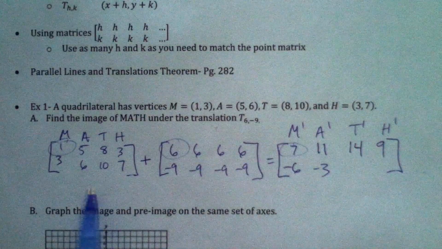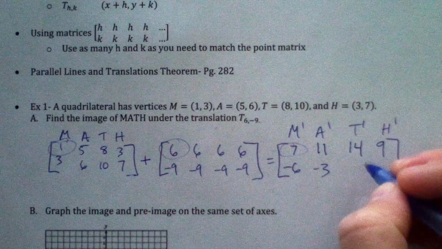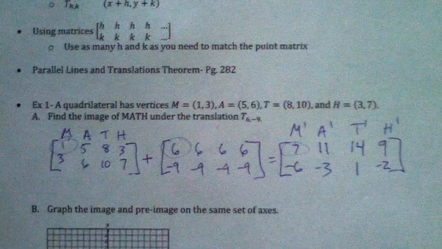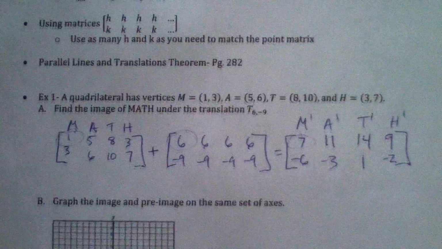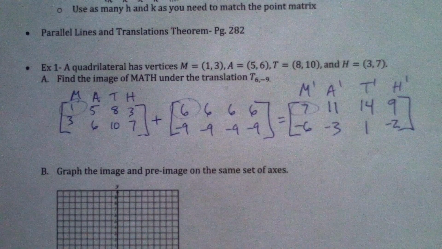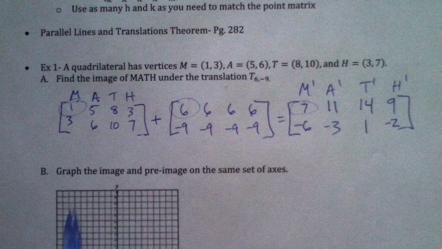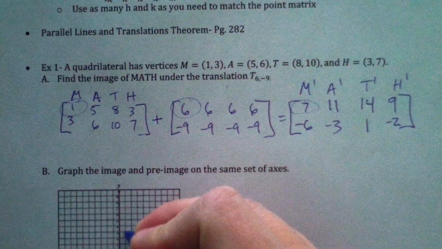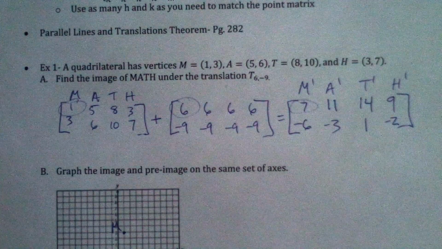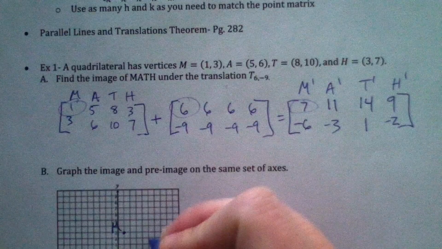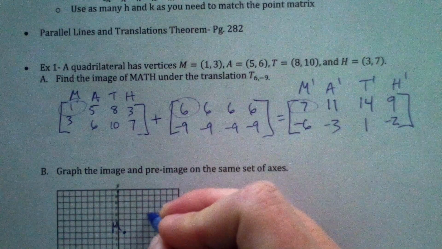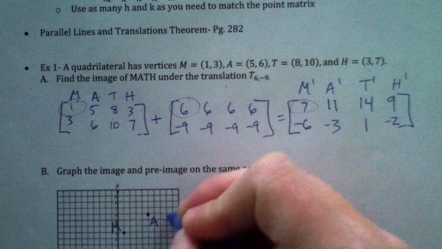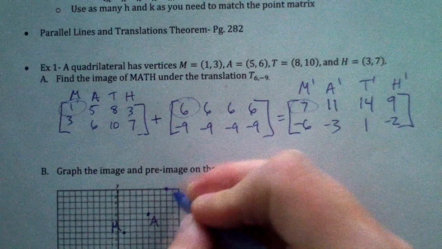So then I would just take both of those, and they want you to graph your original one and your pre-image. So your original one would be the MATH, so M is at 1, 3, A is at 5, 6, T is at 8, 10, H is at 3, 7. Kind of a skinny little guy there. So we connect those to make our polygon there.